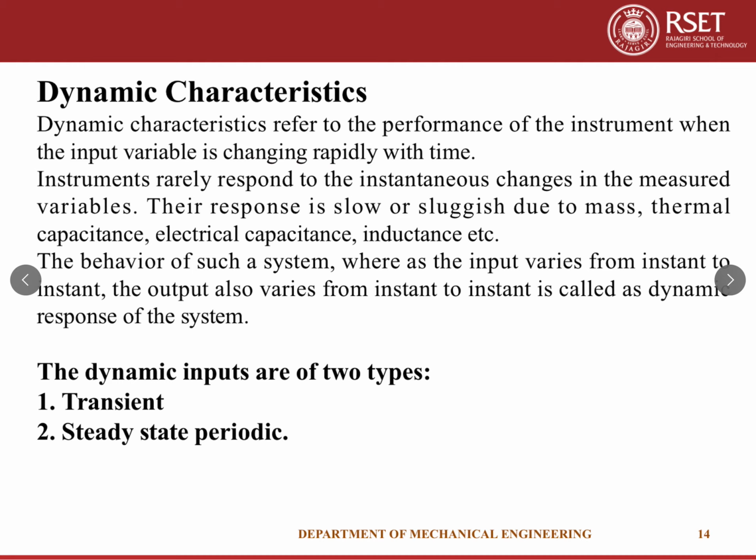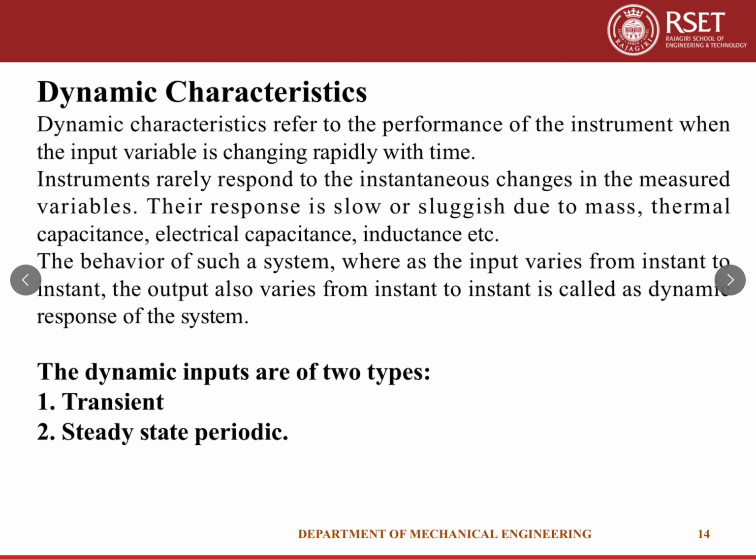The behavior of such a system, where input varies from instant to instant and the output also varies from instant to instant, is called the dynamic response of the instrument. I repeat, the behavior of a system where input varies from instant to instant and output also varies from instant to instant is called the dynamic response of a system. Input and output depend upon time. Then the response is called dynamic response.